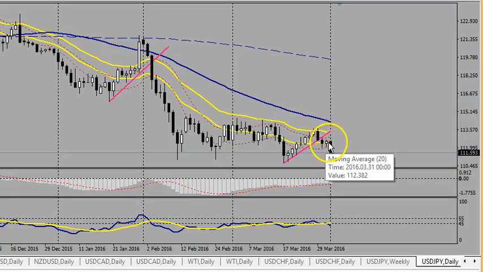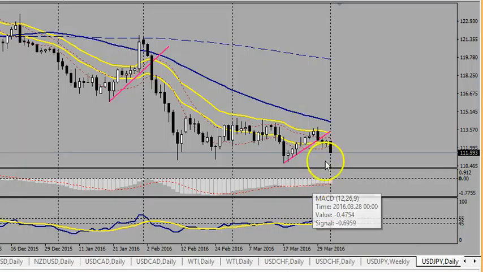And again, getting in at the open of the next candle right there, you would have made some pretty good profits. The blue line is below the yellow sentiment line, and the histo bars are also below the zero level.